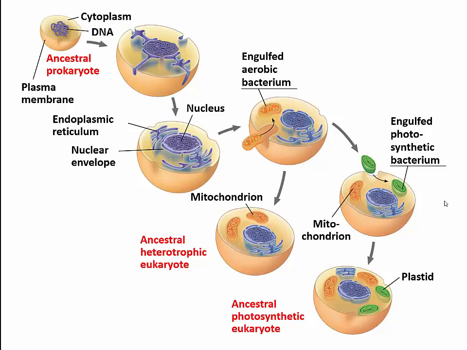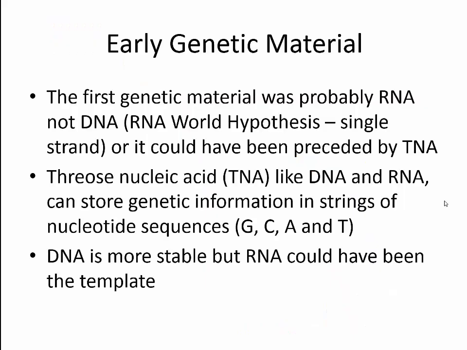If you look at the top left-hand corner, we could have had this protocell, ancestral prokaryote, just cytoplasm and DNA. And then maybe it acquired endoplasmic reticulum. Maybe it acquired a nuclear membrane. Maybe it engulfed some bacteria, which were mitochondria. Maybe it engulfed some photosynthetic bacteria, which were actually plastids.